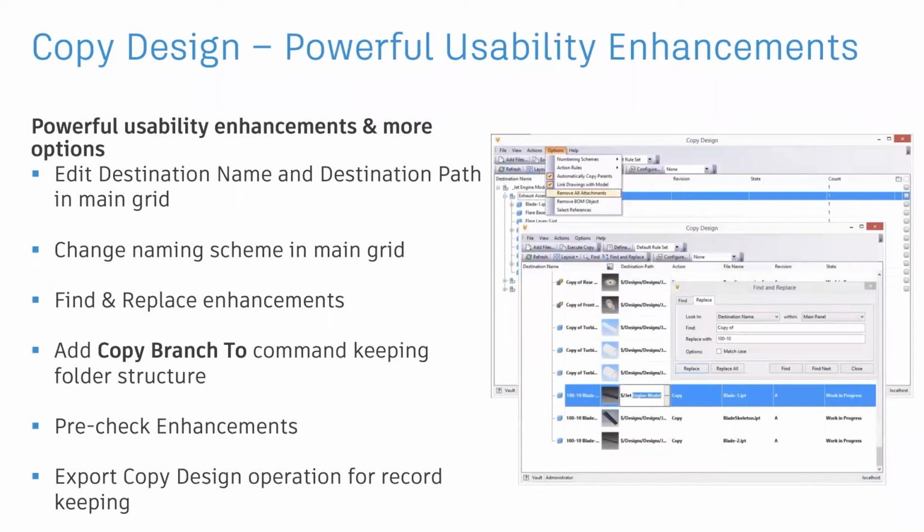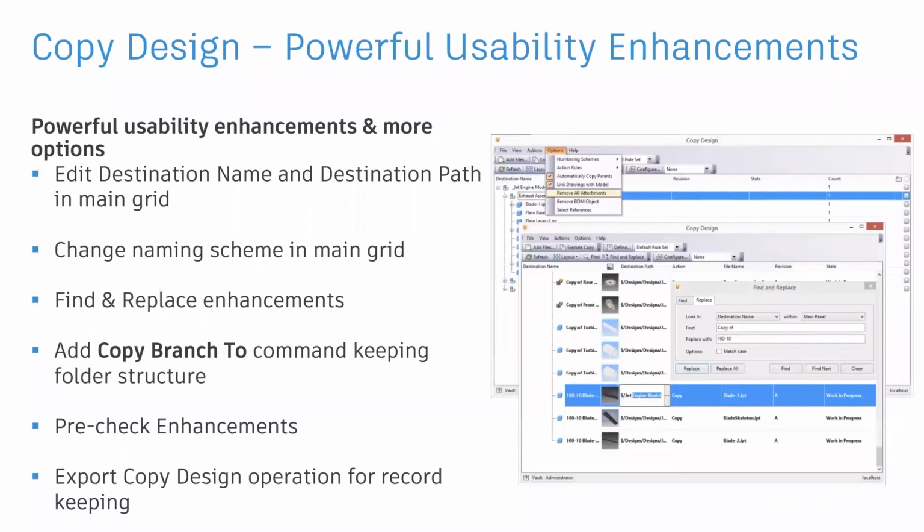Some other enhancements we've made: you can edit the destination name and the path name right in the main grid. You can change the numbering scheme or the naming scheme for the files right in the main grid. Find and replace enhancements are one of the things we're showing you here in the image to the right. You can do that right in the main grid, whereas before you could only do that in one of the panels. And if you do a find, we'll find, based on your criteria, all the files that match that particular find data or what you've inputted.